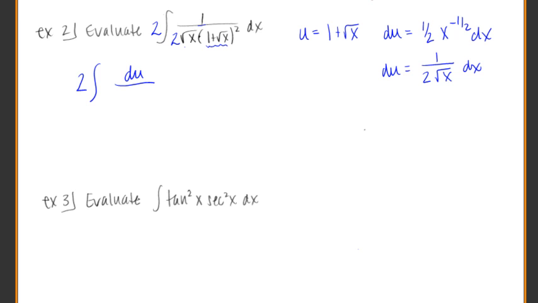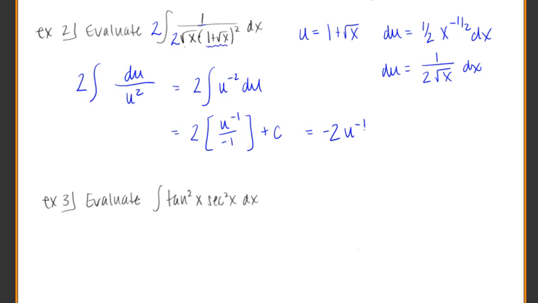And in the denominator, I have my u squared. So this is 2 times the integral of u to the negative 2 du, which is going to be 2 times, we're going to add 1 to that exponent, divide by that new exponent, and then plus c. So we can write it as negative 2 u to the negative 1, and then putting back in, if we want to leave it in terms of u, it would be negative 2 over u, and then plugging u in would be negative 2 over 1 plus the square root of x plus c. And there's our answer for number 2.